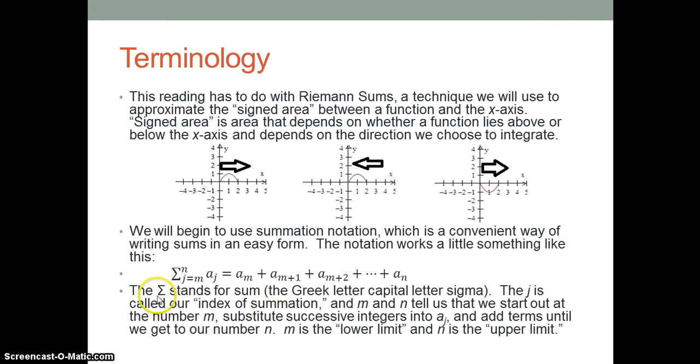Just to review, the sigma stands for sum. The j is what's called our index of summation. m and n tell us that we're going to start out at the number m. We're going to keep on substituting successive integers and add up our terms until we get to a sub n. m is our lower limit, and n is our upper limit. Just as an example, the sum from k equals 1 to n of k squared would be 1 squared plus 2 squared plus 3 squared plus 4 squared plus 5 squared. And I think I meant to put a 5 there. Whoops. That sum is equal to 55.